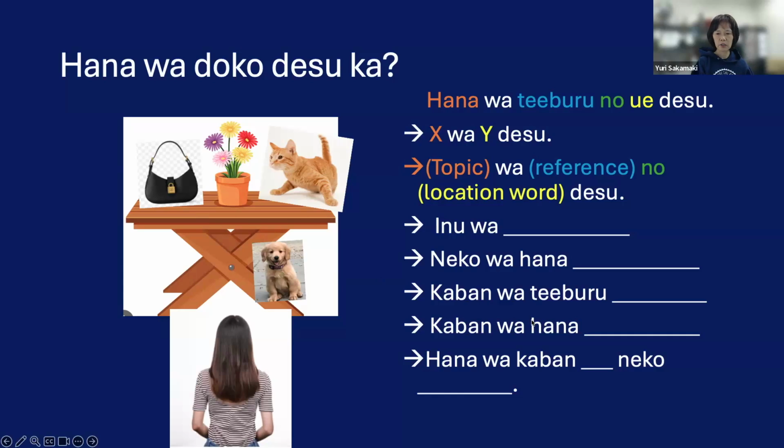But if we're using hana, flowers, as a reference, kaban wa hana no hidari desu. Hidari desu. And flowers using kaban and neko as references. Hana wa kaban to neko no aida desu.